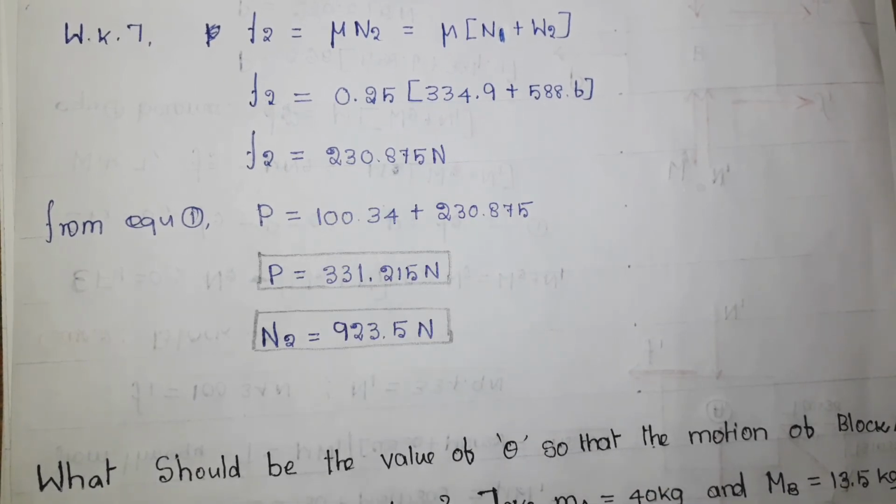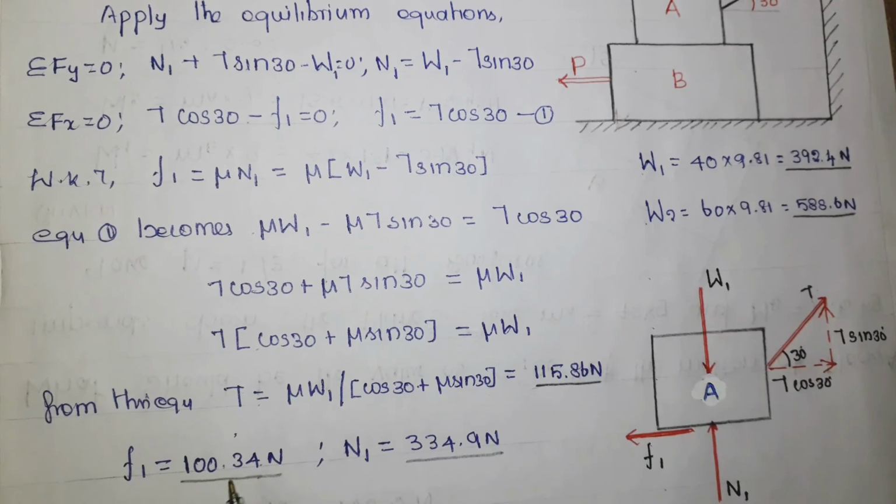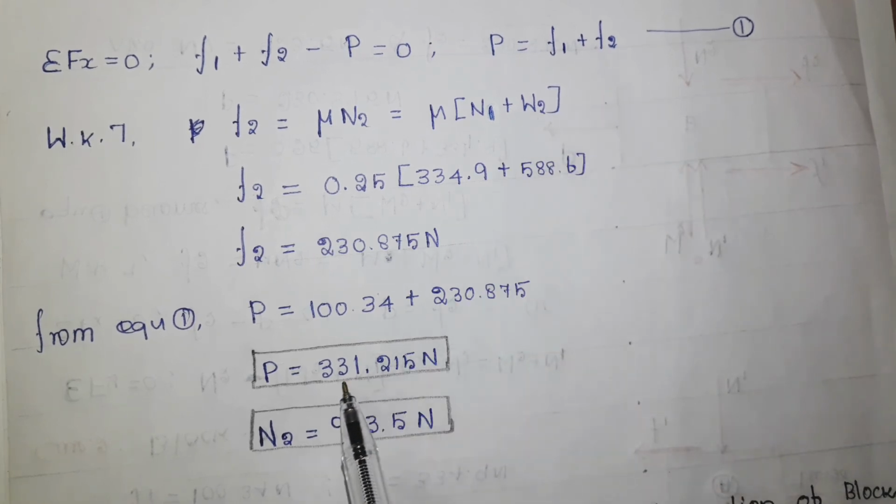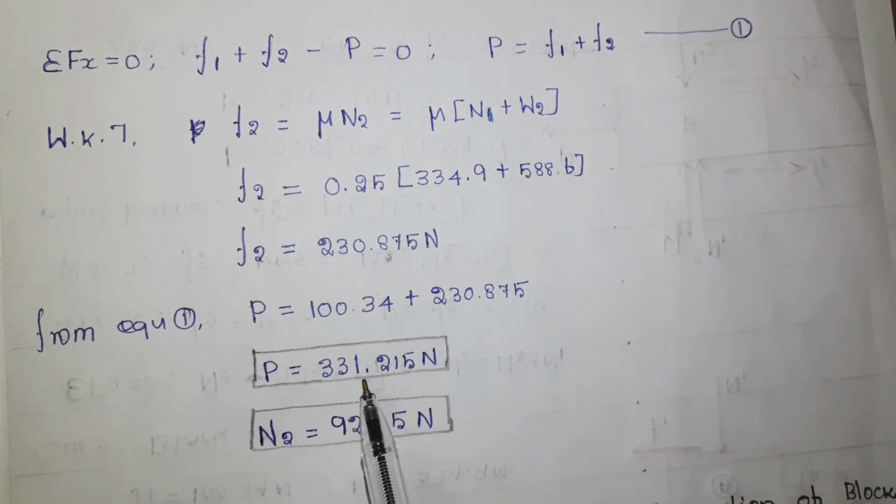Already we know the value of F1, which is 100.34 Newton, and substitute into equation 1, you will get the answer for P, which is nothing but 331.215 Newton, and the corresponding value of N2 is again 923.5 Newton.